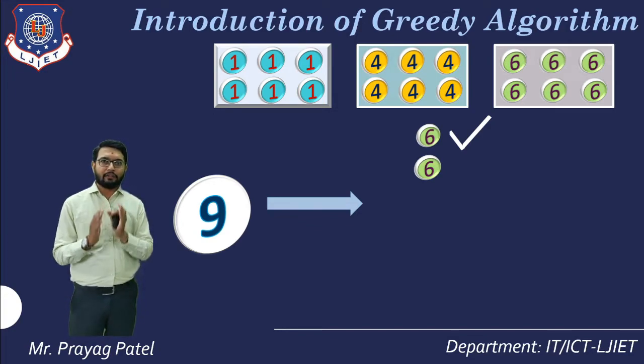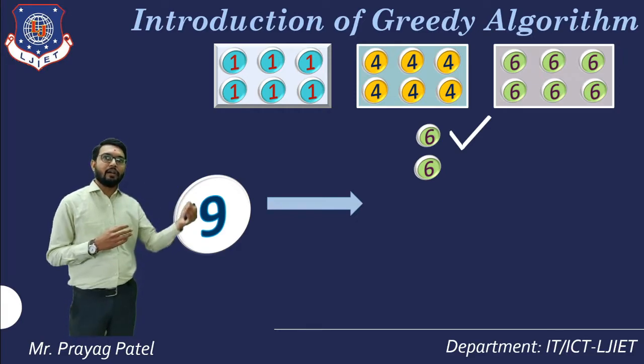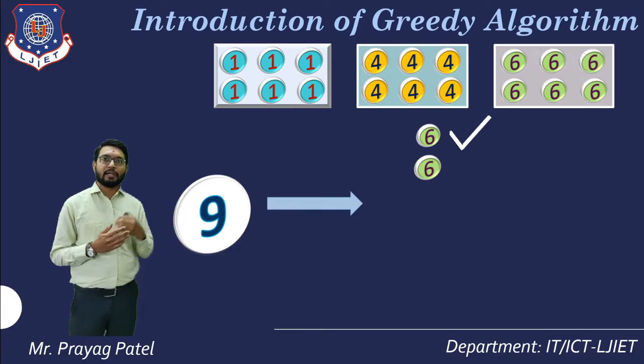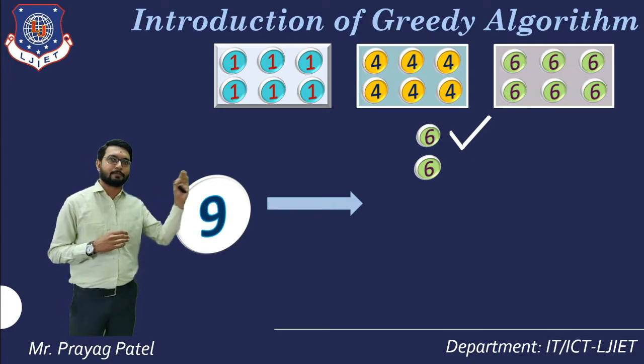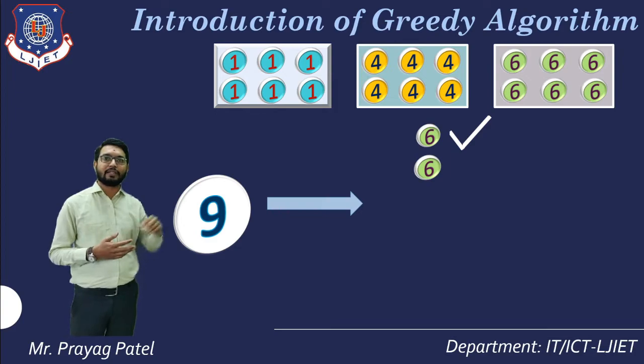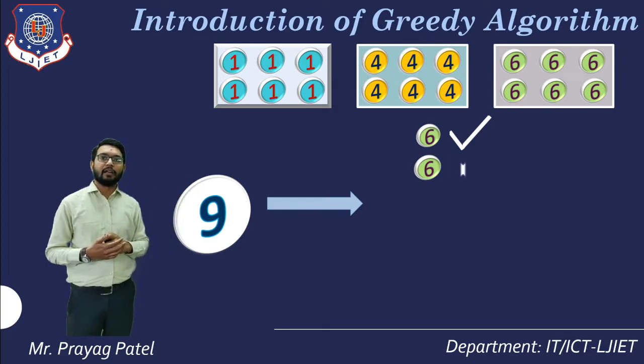Now already you selected one coin of 6, which means 6 is already done. Now another coin is selected, which means here consider a coin of 1 or a coin of 4 or a coin of 6. Initially you check the best solution, meaning locally you consider another coin of 6. But if you select another coin of 6, then the total is 6 plus 6 equal to 12. And 12 is greater than 9, so here do not select another coin of 6. We select only one coin of 6.